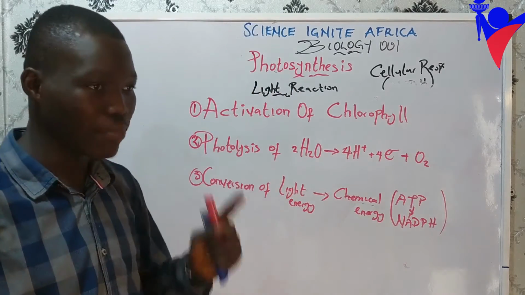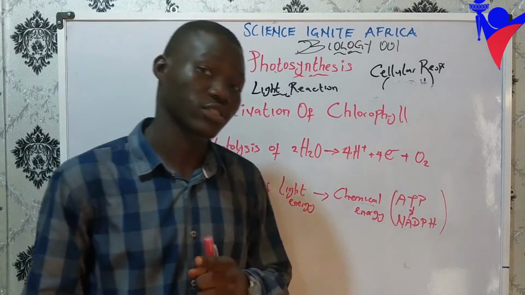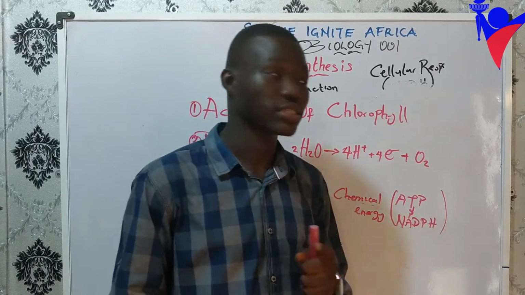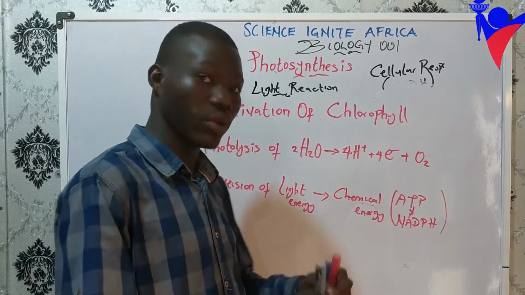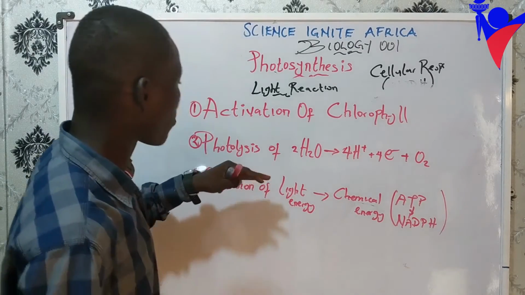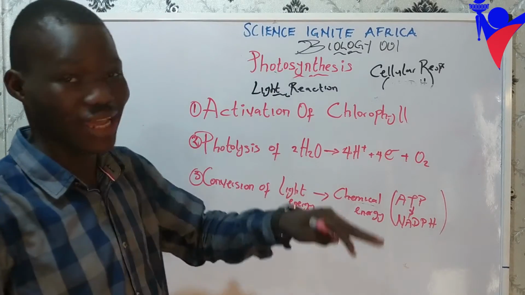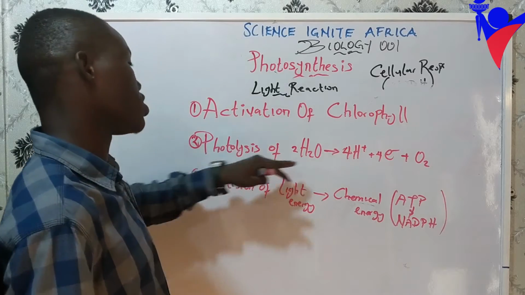So the first thing that happens in the presence of light, since every plant that can photosynthesize must contain chloroplasts containing some pigment called chlorophyll, is that it's in that chlorophyll where we absorb the light. So the first thing that happens is the activation of that chlorophyll. What activates the chlorophyll is sunlight. So the chlorophyll is activated, then photolysis of water occurs.